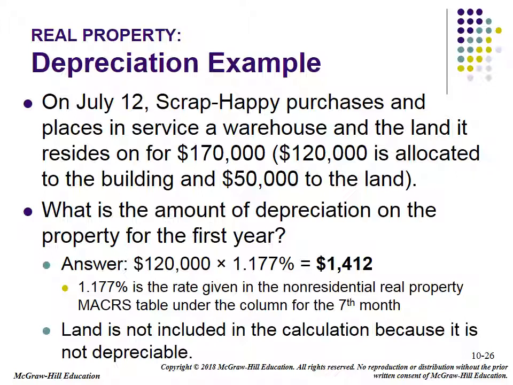Please remember that. You go to your table for a 39-year asset. The asset was purchased in July, which is the 7th month. So you will use the 7-month, the 7 column, to calculate all depreciation on that. So in the first year, you get 1.177% of the basis, or $1,412.